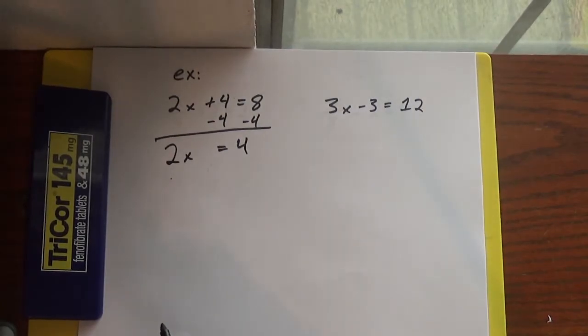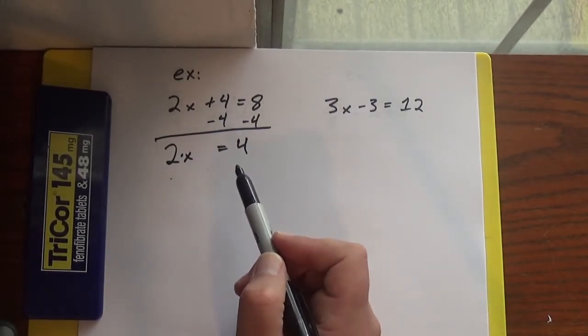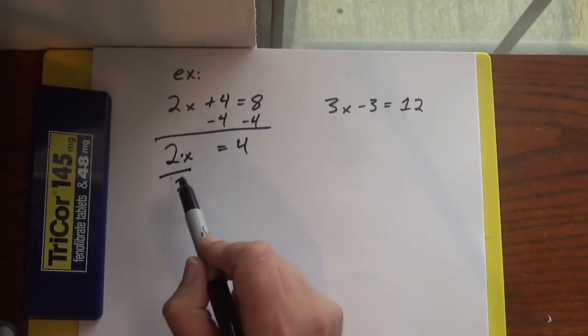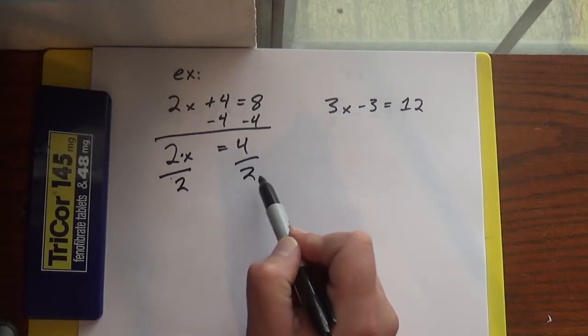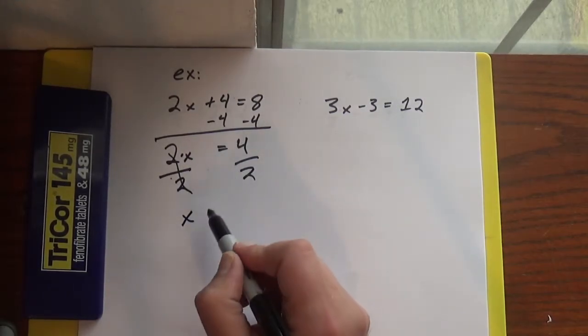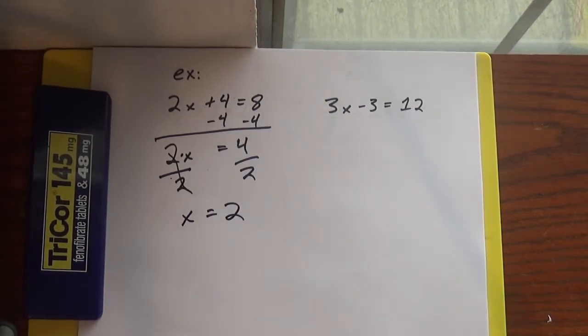Now I need to do the multiply divide stuff. So this is 2 times x. To do the opposite, I'm going to divide by 2. And since I divided this side by 2, I divide that side by 2. These are gone. My x comes down. My equals comes down. 4 divided by 2 is 2.